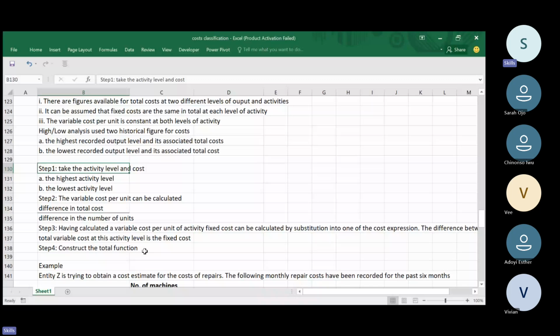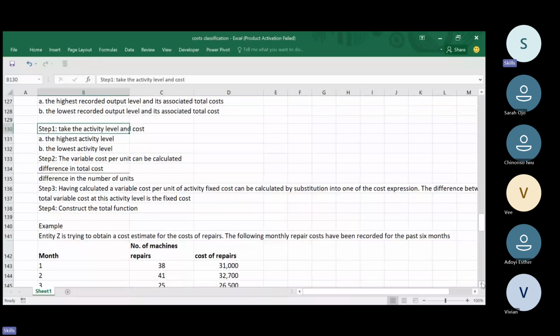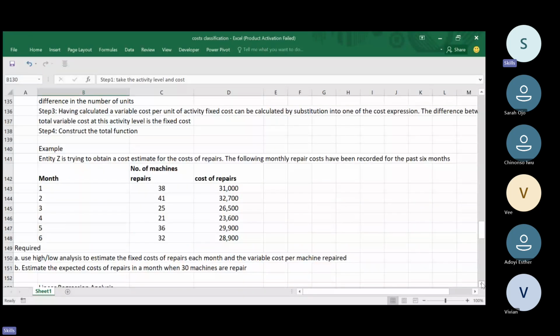Now we're going to pick a function, then you will see how all these steps, 1, 2, 3, are applied. For example, now we have an example. The question: entity Z is trying to obtain a cost estimate for the cost of repairs. The following monthly repair costs have been recorded for the past 6 months. So this is the record: first month, second month, third month, fourth month, fifth month, and the 6th month.